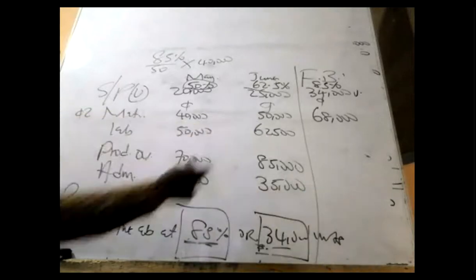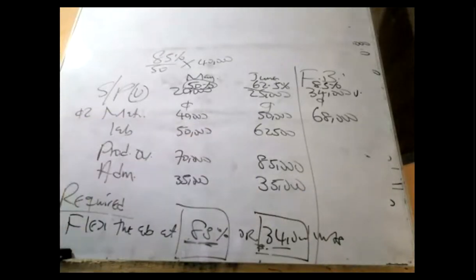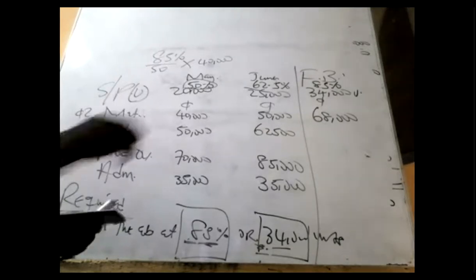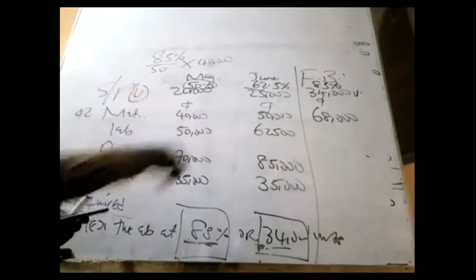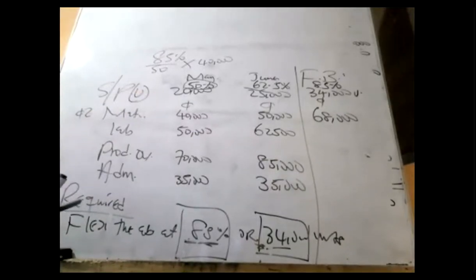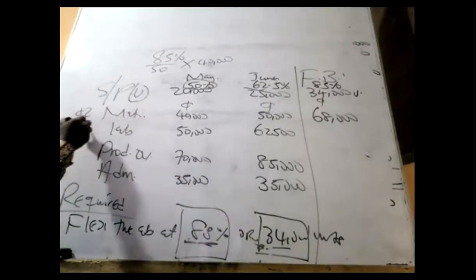And I'm getting 62,500. So let's divide and see. 50,000 divided by 20, I am getting 2.5. I'm getting 2.5. 62,500 divided by 25,000, so 62.5 divided by 25, I'm also getting 2.5. So that means labor cost is what?